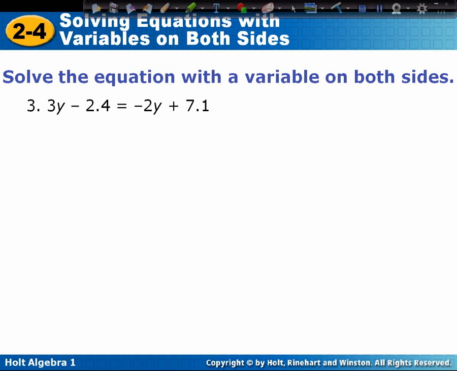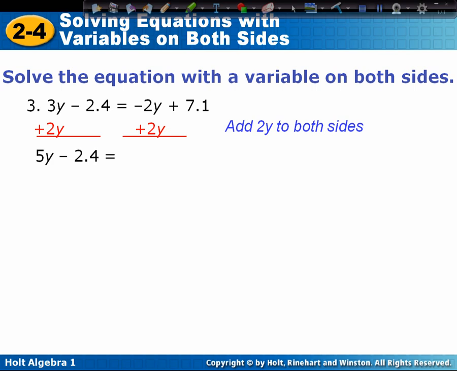The third step is, are there variables on both sides? So in this case, are there y's on both sides of the equal sign? And there are. So we're going to take the one from the right and move it to the left. You can take the one from the left and move it to the right, but I usually like to go from right to left if possible. This time we have a -2y. So to move a -2y, we're going to add 2y to both sides. When I add 2y to both sides, I have 3y plus 2y equals 5y. Minus 2.4 equals 7.1. Again, these right here cancel, so you could put a line through those.